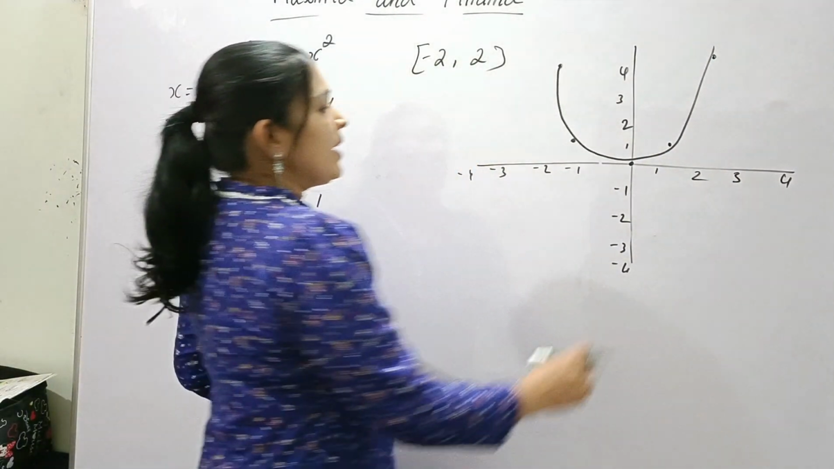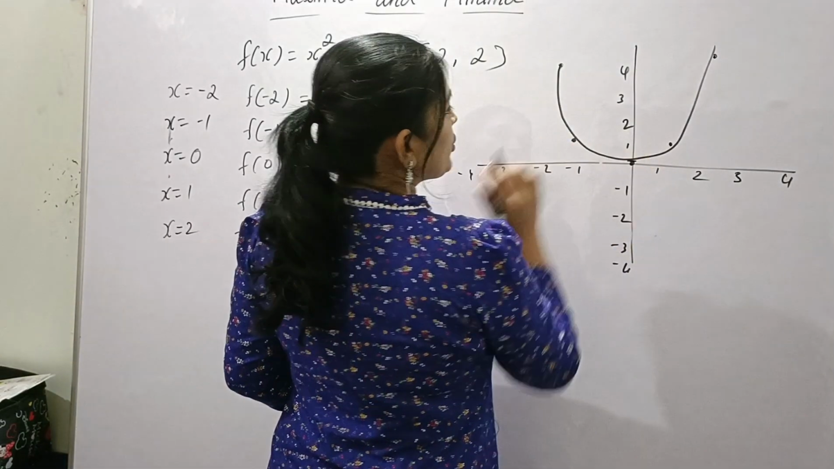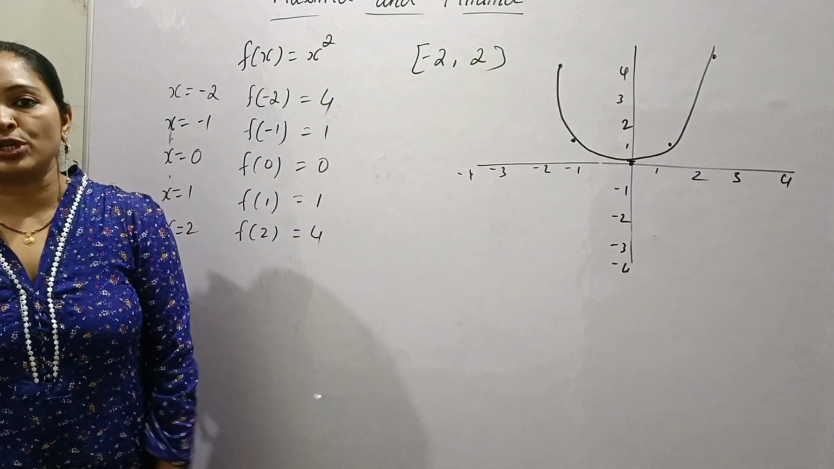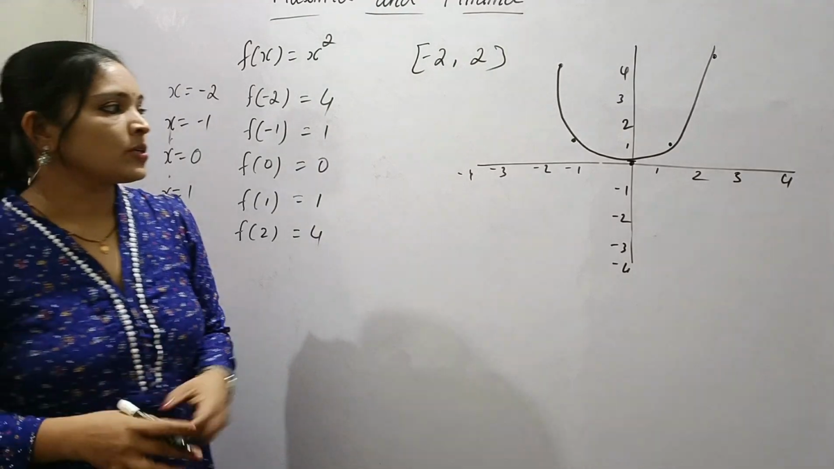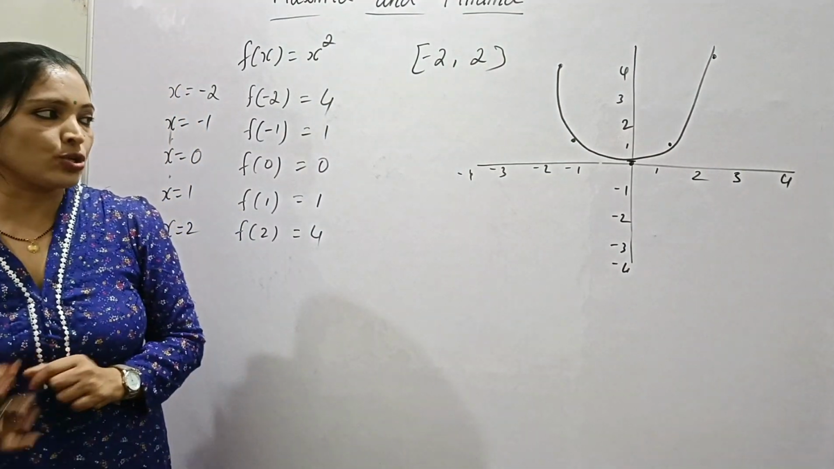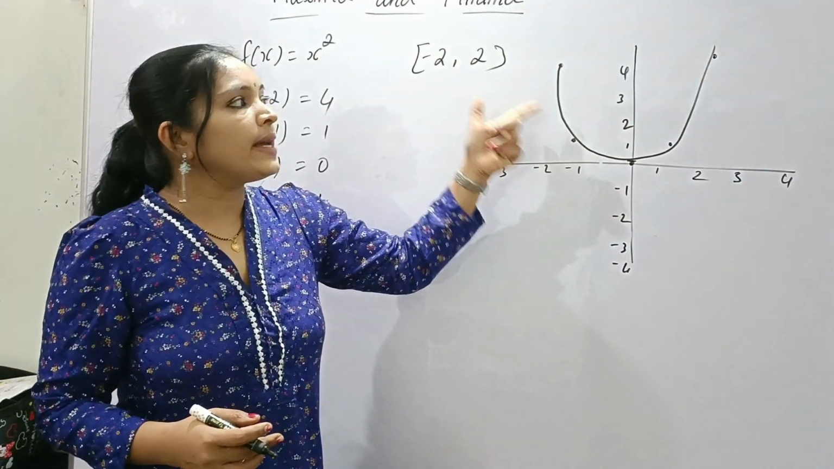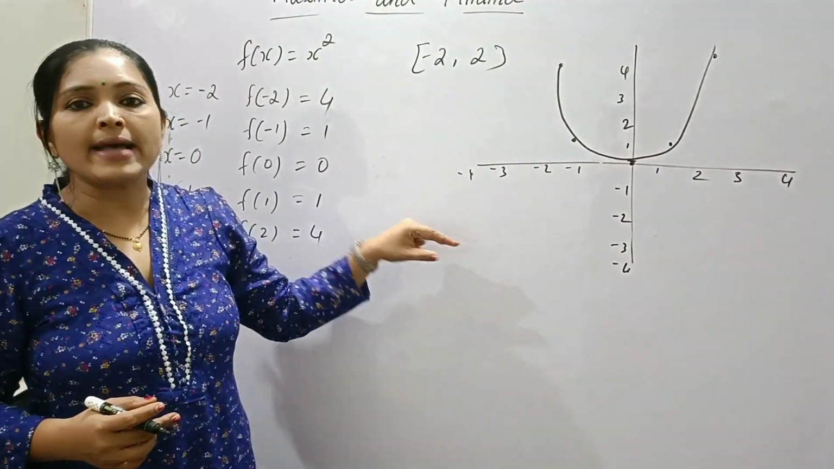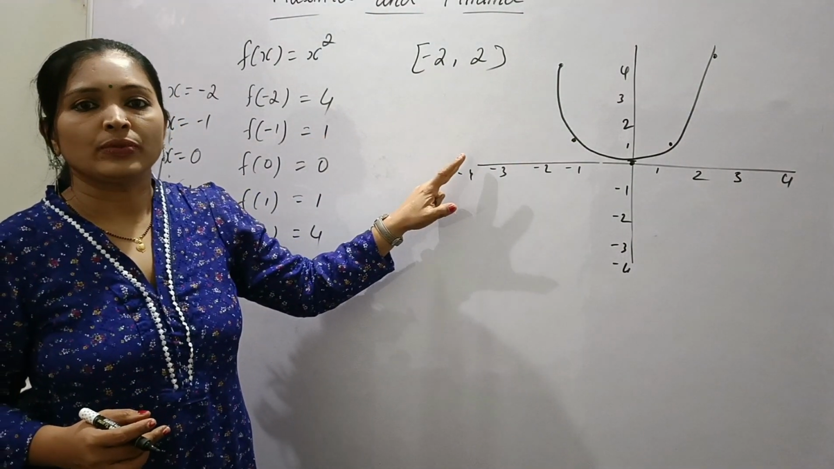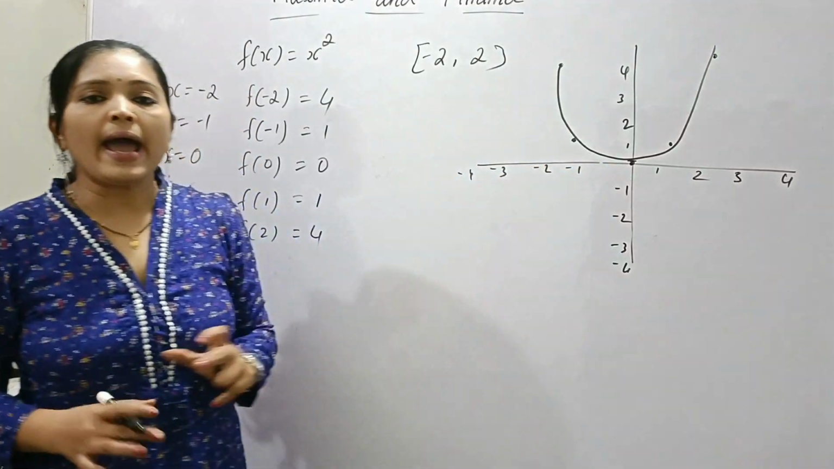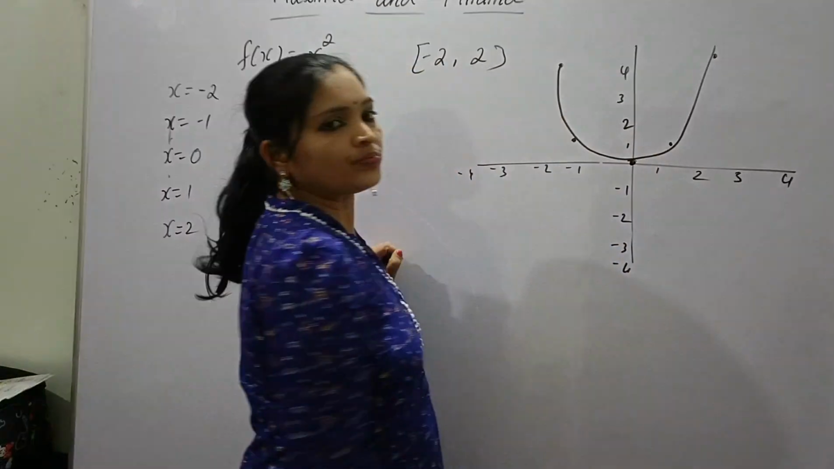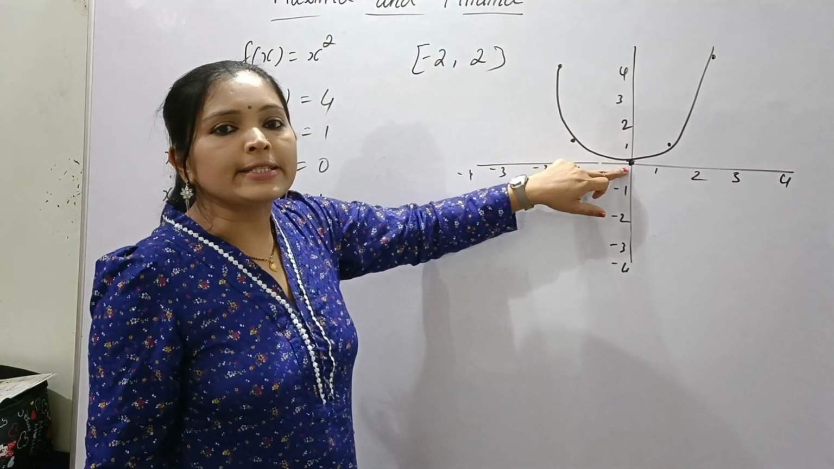So here we observe that the least point is at x is equal to 0, at the origin, right? So x is equal to 0, y is also 0. Here there is no maximum value; that is, this function has no maximum value. But this function has a minimum value at x is equal to 0. It is the least point.